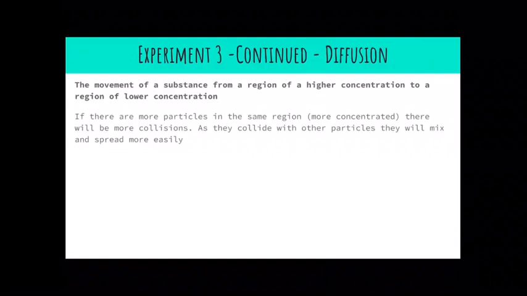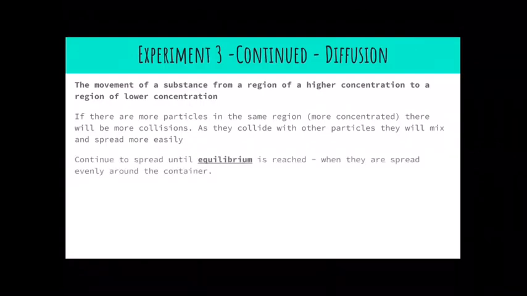And this is because if there are more particles in the same region, in other words, more concentrated, there will be more collisions. Because there are more collisions, they'll collide with the other particles randomly, and spread out more easily. Okay, the particles will continue to spread until equilibrium is reached, and that's an important word we need to remember. Equilibrium means that it's evenly spread.